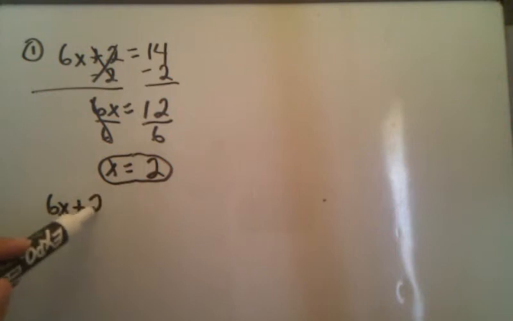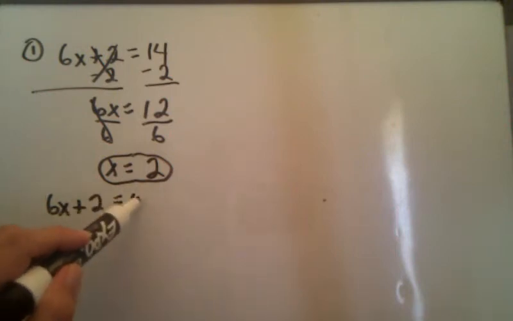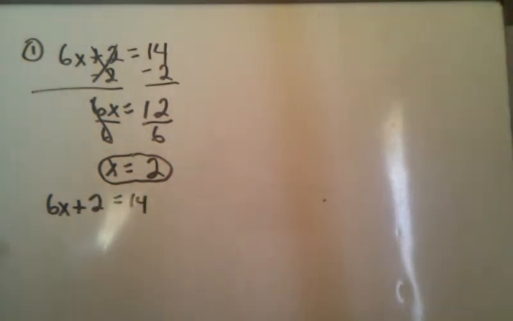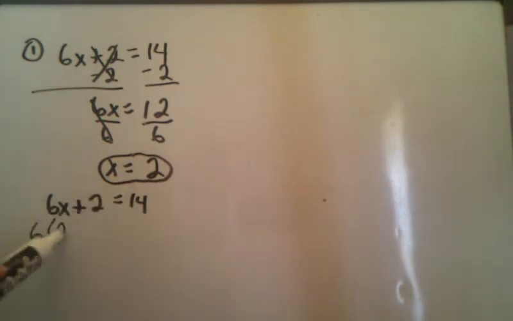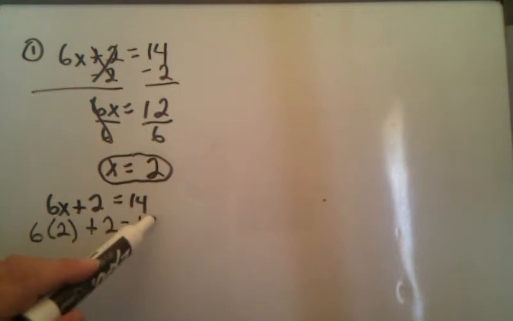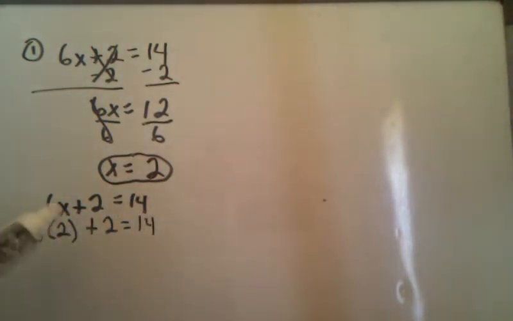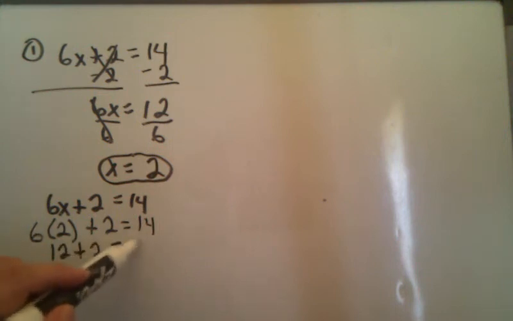Now let's check it. Let's go back to our original problem. 6x plus 2 equals 14. I'm going to copy it down just like this, only instead of x, I'm going to put 2 in parentheses, because that means times. Plus 2 equals 14. 6 times 2 is 12, plus 2 equals 14. 14 equals 14. True.